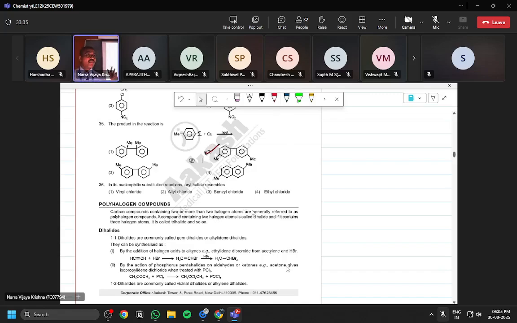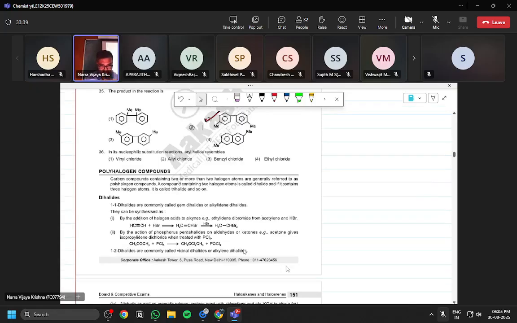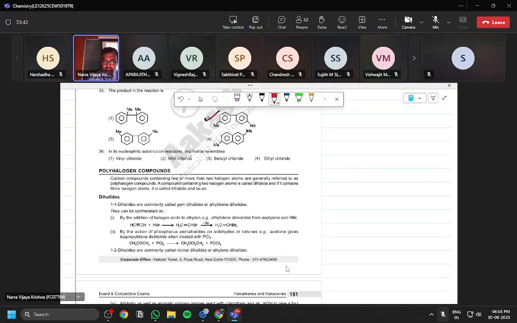Respond. Next one. In nucleophilic substitution reactions, aryl halides, meaning halogen present over a benzene ring. This is aryl halides. They will resemble vinyl halides because here also halogens are present over an unsaturated system. Here also halogen is present over an unsaturated system. So answer should be option 1.